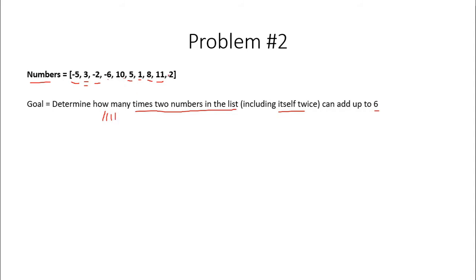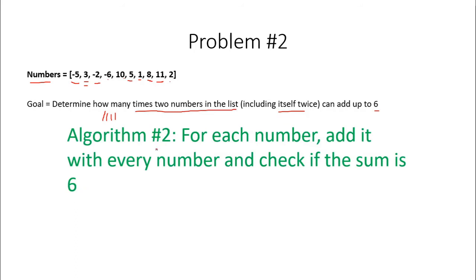And just to kind of finish this off, 8 would need a negative 2, which we've already counted. And then 11 would need a negative 5, which we've already counted. 2 would need a 4, which we can't. All right, so then the answer is 4 here. So let's actually formalize an algorithm for how we figured this out. So I'll call it algorithm 2.